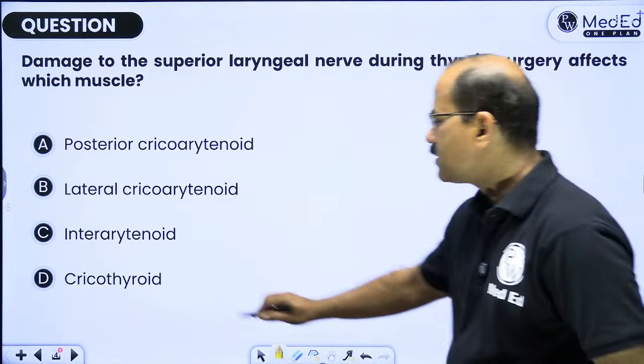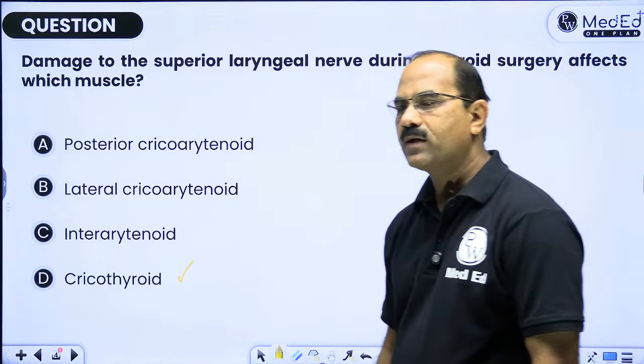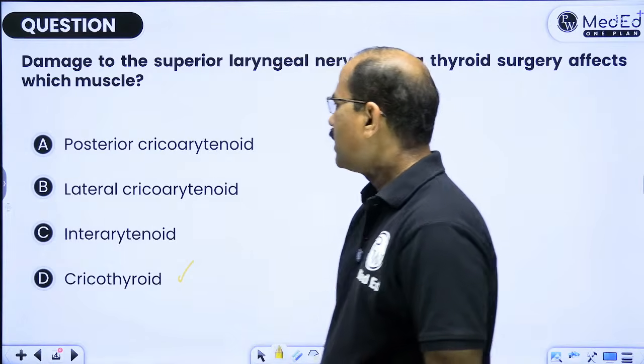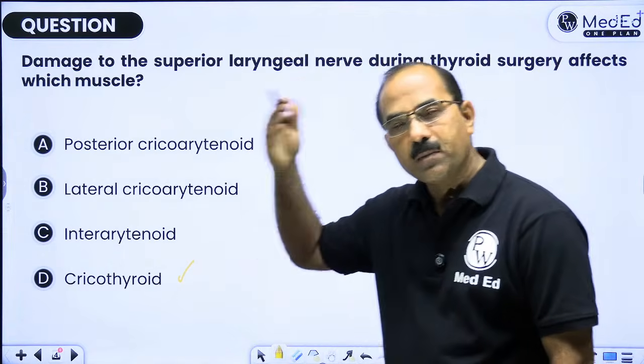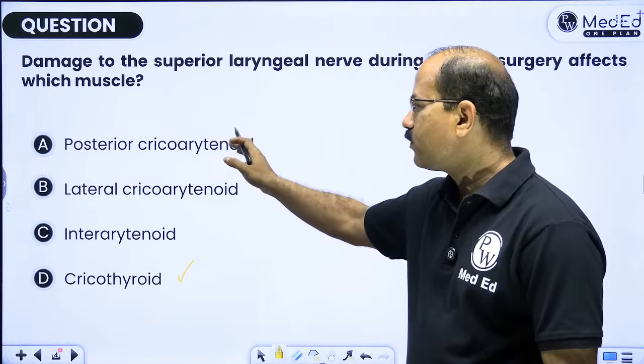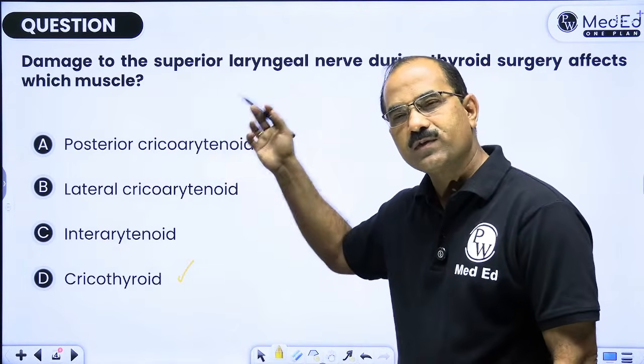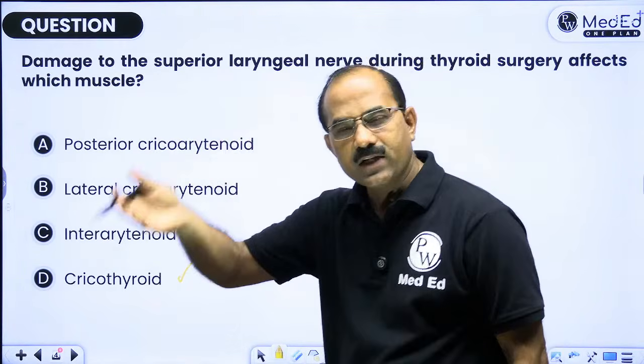So the answer for this is cricothyroid. Yes, all of you have answered cricothyroid. Posterior cricoarytenoid is an abductor of the vocal cord. It is known as the life-saving muscle of the larynx. Cricothyroid is the tensor of the vocal cord.